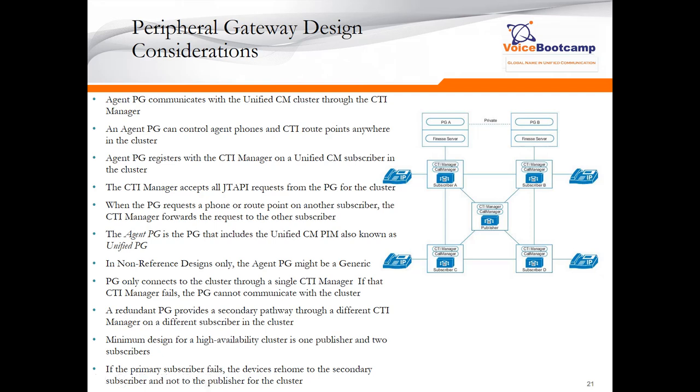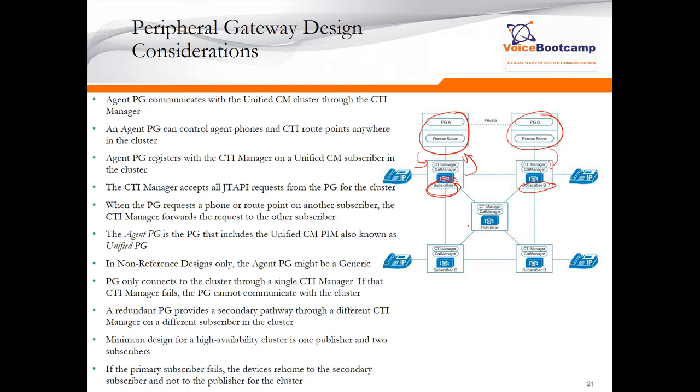Now, peripheral gateway. So here's my peripheral gateway, PGA, PGB. PGA points to CTI manager in subscriber A and subscriber B. So it is extremely important that each individual PG that is pointing to the UCM cluster must, rather, each server in your call manager cluster must point to one specific PG. So in this case, although I have four subscribers, the PGA and PGB are actually pointing to only these two, Sub A and sub B.